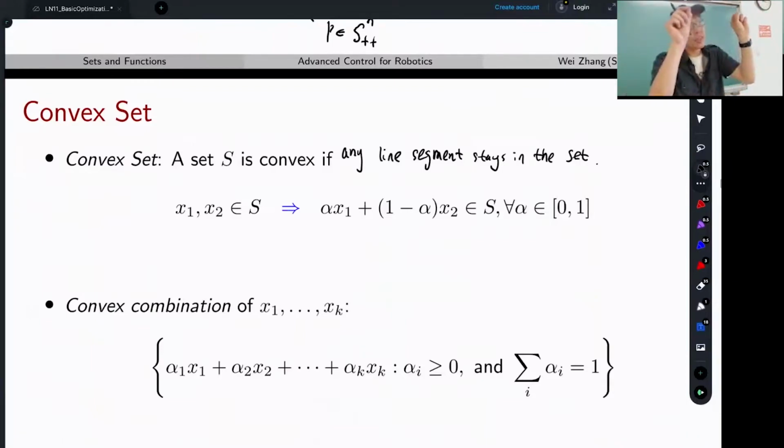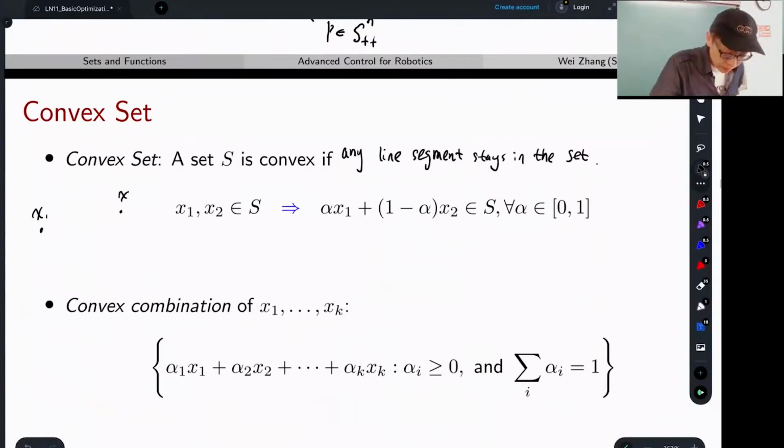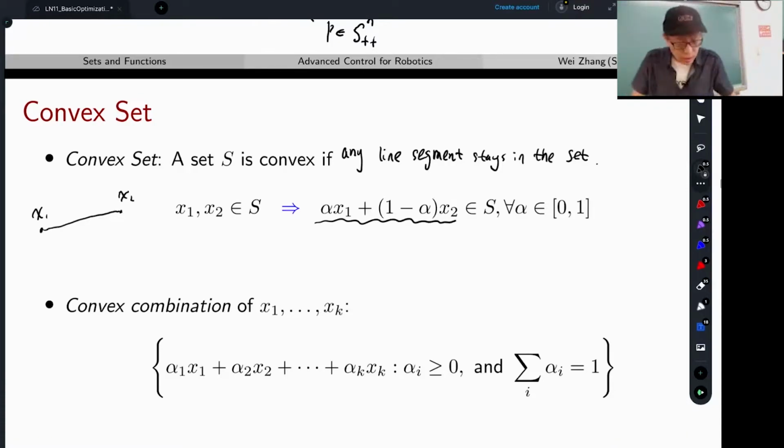If you take any point in the set, the line segment is a line connecting x1 and x2. This is x1, this is x2. If you draw a line segment, it has an expression like this. As alpha equal to 1, that will be x1. Alpha equal to 0, that will go to x2. With alpha in between 0 and 1, that will cover the line segment, right?